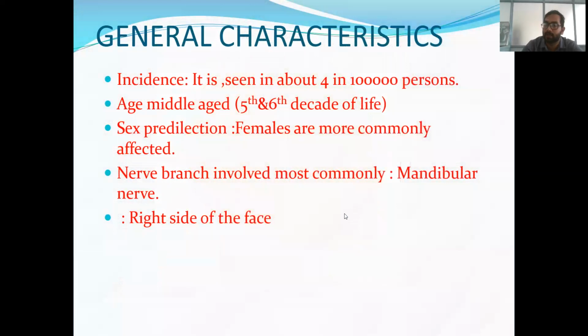The general characteristics involve incidence. It is seen in about 4 in 1 lakh persons. The incidence was very low, but it has been increasing drastically with the newer decades. The age is mainly middle-aged, mostly in the 5th and 6th decade of life. Females are more commonly affected than males. The nerve branch most commonly involved is the mandibular nerve, and the right side is the most affected.